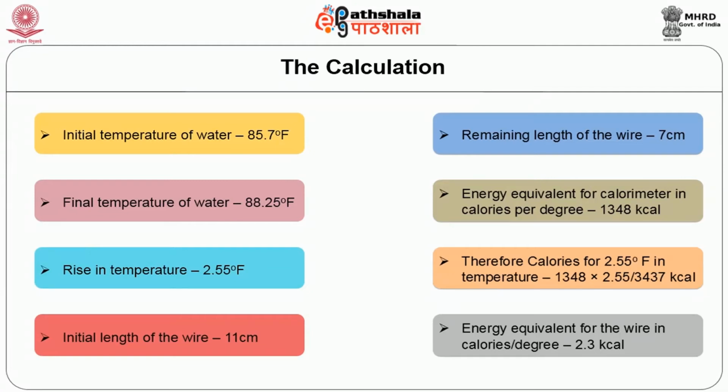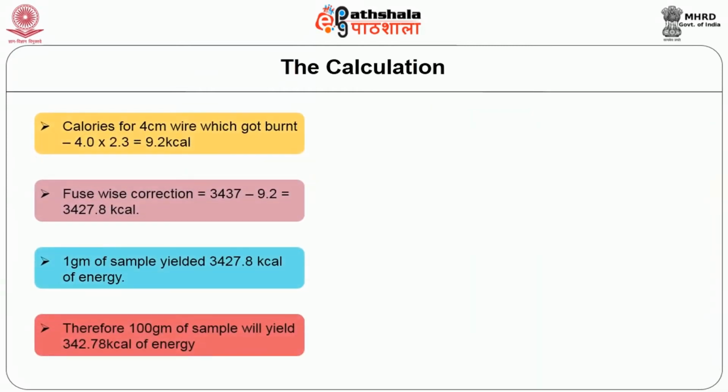Therefore, the calories for 2.55 degrees Fahrenheit rise in temperature is 1348 into 2.55, that is 3437 kilocalories. The energy equivalent for the wire in calories per degree is 2.3 kilocalories. Calorie for the 4 centimeter wire which got burned is 9.2 kilocalories.